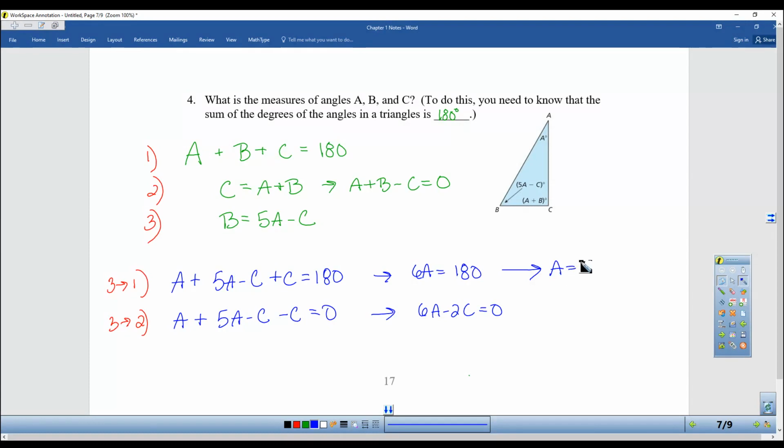A is equal to 30. Divide both sides by 6. And now I can put these two together. So 6 times 30 minus 2C is equal to 0. 180 minus 2C is equal to 0. 180 is equal to 2C. C is equal to 90.